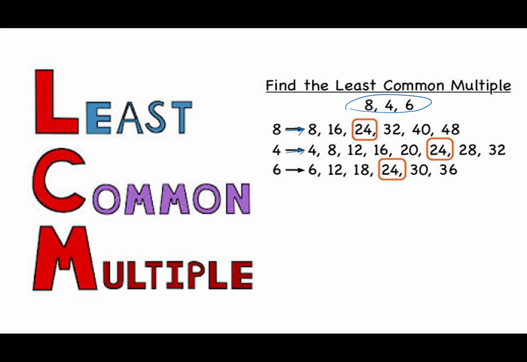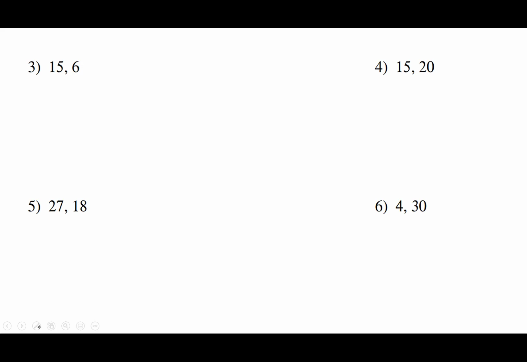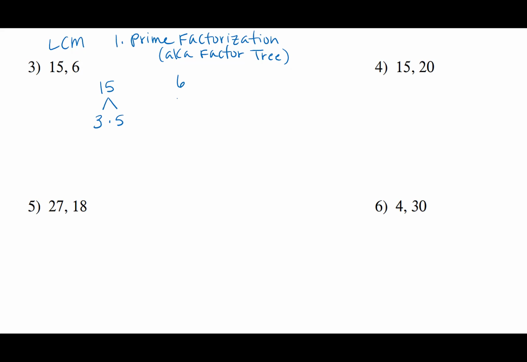In this video, I want to show you a method of finding least common multiple using a factor tree. If you take a look at number 3, you're asked to find the LCM of 15 and 6. So the way I would like to teach you is to first find the prime factorization. Prime factorization means to make a factor tree, and that bottom list of numbers from a factor tree is called the prime factorization. So if we start with 15, it's 3 times 5, and 6 is 2 times 3. So the prime factorization of 15 is 3 and 5. The prime factorization of 6 is 2 times 3.